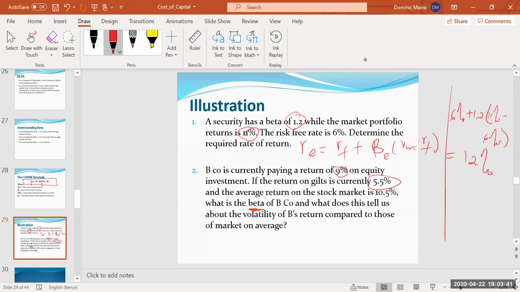Therefore, if the return of those government issued securities is 5.5%, this represents our risk-free return. The return of the market is 10.5%, so RM we have it here. And we have the return of the security itself, 9%. So you need to get the beta. Simply we apply the formula to get the beta coefficient. In case, let me just go to my board.